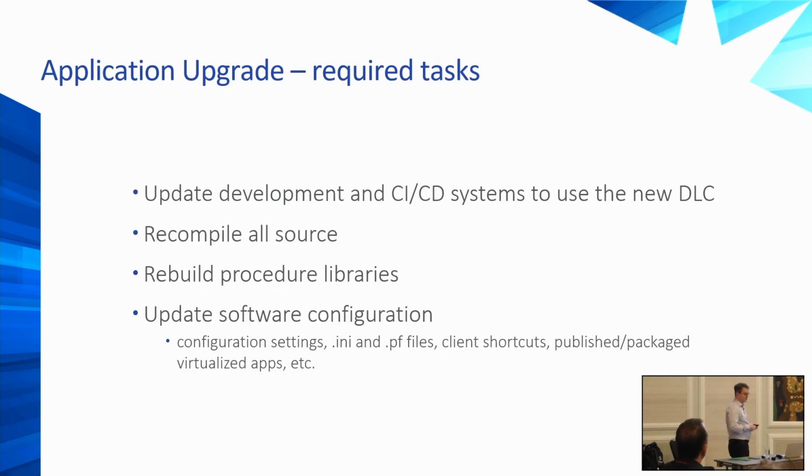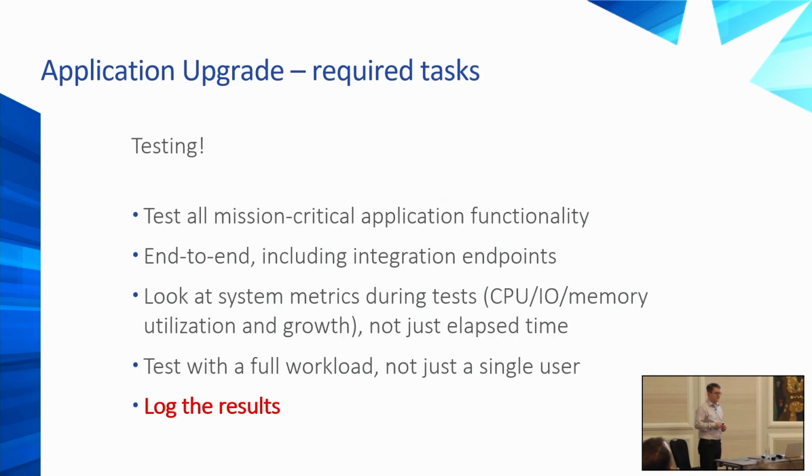On the application side, we just have 2 slides of required tasks. So you're going to need to obviously update the systems that currently use the old DLC to use the new one. Because we're crossing a major version boundary, the compiler version number in the R code changes. So we have to recompile all our object code, rebuild PLs if we use any, and update any of your configuration files, PFs, INI files, etc., to use the new DLC path. And of course, you have to test.